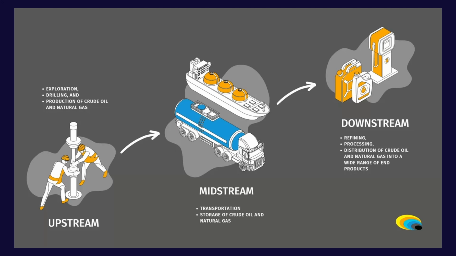In the midstream, you're focused on transportation and storage. There's not a whole lot being done with the oil and gas in the midstream. It's just moving from the upstream part where it was extracted to the downstream part where it will be processed and made into a bunch of different products and distributed to everyone. In midstream, you will have transportation, which could be pipelines, trucks, ships, etc. And then you go into the downstream part, which is where you're refining products, processing oil and gas, and distributing these final processed products into a wide range of different markets and geographies.